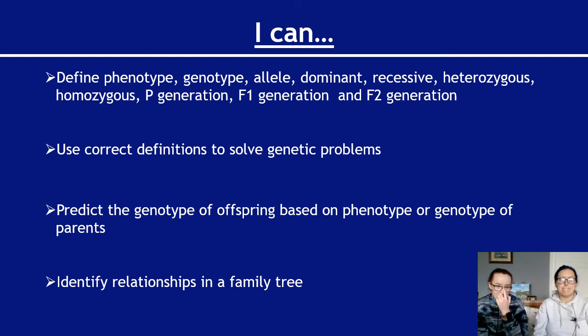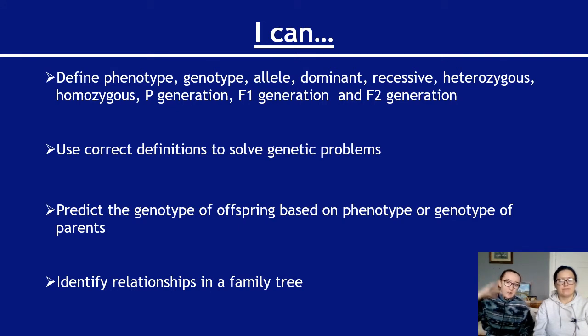Okay, so by the end of this video, you should be able to do quite a few things. A lot of them are definitions. You should be able to define phenotype, genotype, allele, dominant, recessive, heterozygous, homozygous, P generation, F1 generation, F2 generation. Basically, a lot of words you need to be able to define, which is what we're going to focus on in this video. The skill that you're going to have to use is the second one. You should be able to use correct definitions.